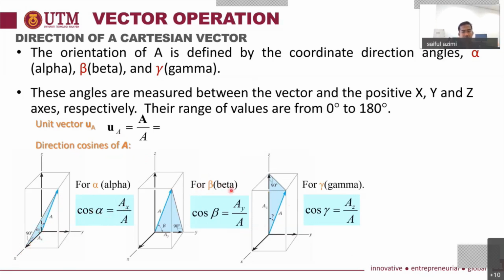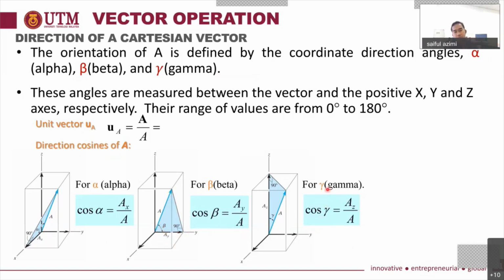Okay, so next is beta. Beta is the angle from the positive y-axis. This is the positive y-axis, which moves from here to here. This is the resultant force A. So the angle comes from the axis here and goes to the resultant force A here. So this is beta, right? Okay, next is gamma.